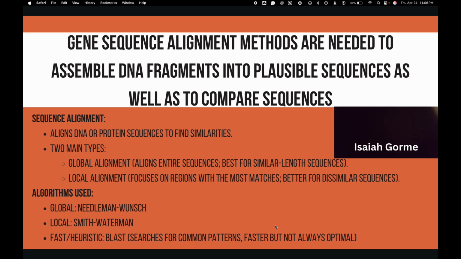Sequence alignment aligns DNA or protein sequences to find similarities. There are two main types. You have global alignment, which aligns the entire sequence and works best for similar length sequences, and local alignment, which focuses on regions that have the most matches and is better for dissimilar sequences. Algorithms used: the global one is Needleman-Wunsch, the local one is Smith-Waterman, and the fast and heuristic one is BLAST, which searches for common patterns faster but is not always optimal.